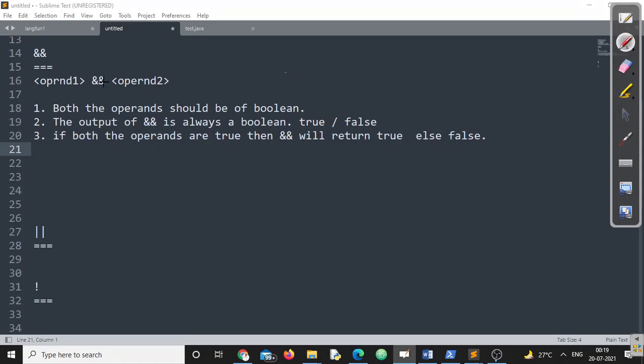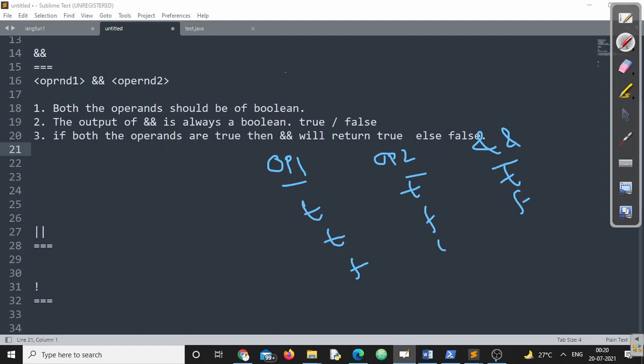So if I draw a chart like this, suppose this is operand 1, the second one is operand 2, and I operate both of them using AND, what will happen? Suppose the first operand is true, second one is true. As per the discussion, definitely it is going to produce true. Similarly, if the first one is true, second one is false, this is false. If the first one is false, second one is true, this is false. If both are false, no problem at all, false. Now, you can see a difference here.